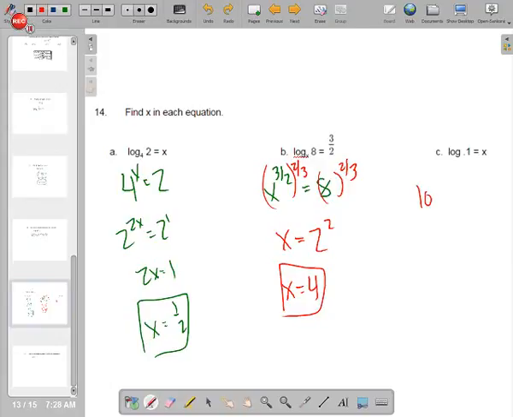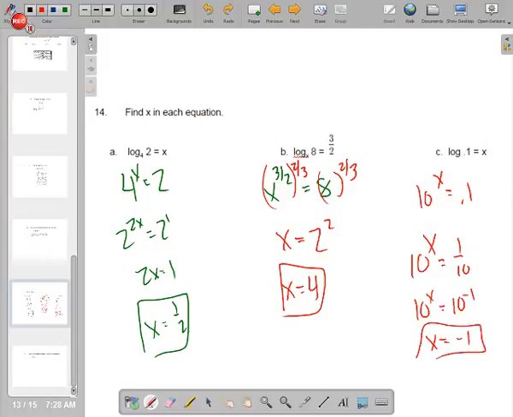Last one, it is log of 0.1. If it doesn't tell you the base, it's implied to be 10. It's called the common log. So 10 to the x equals 0.1. 0.1 is 1/10, which is 10 to the negative first, so that means that x equals -1.